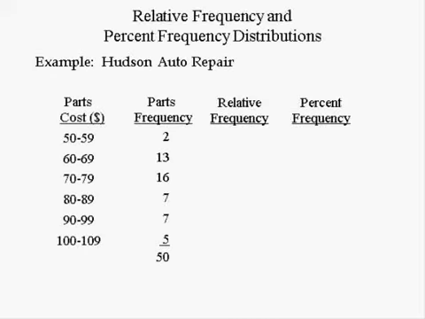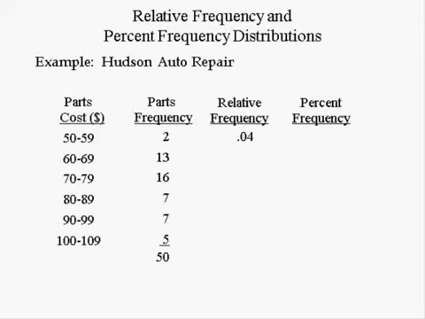The relative frequency of a class is the fraction or proportion of the total number of data items belonging to the class, in this case, interval. Since the frequency of invoices between 50 and 59 is 2, the relative frequency of this interval is found by dividing 2 by 50. The relative frequency of this interval is 0.04. 2 divided by 50 is 0.04.